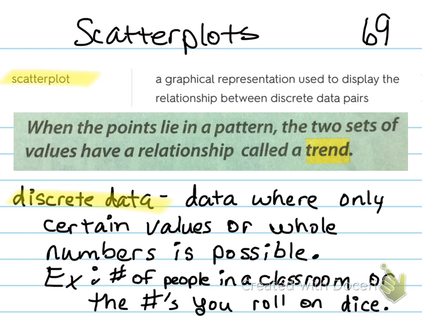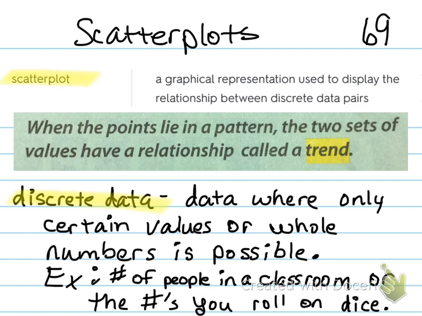And the first thing we need to do is talk about three different vocabulary words. We have the word scatter plot, which is a graphical representation used to display the relationship between discrete data pairs, or it just shows a relationship between data. So look, you need to copy that definition down. And then we have the definition for trend. When the points lie in a pattern, the two sets of values have a relationship. We call that a trend.